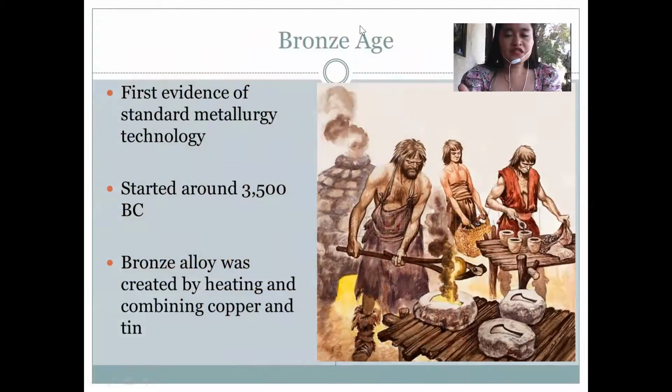The first evidence of standard metallurgy technology appeared during the Bronze Age, which started around 3500 BC. This was discovered when, by heating and combining copper and tin, a bronze alloy was created. So by that time, they already practiced metallurgy. Their first discovery was bronze, the alloy of copper and tin. That was during the Bronze Age.